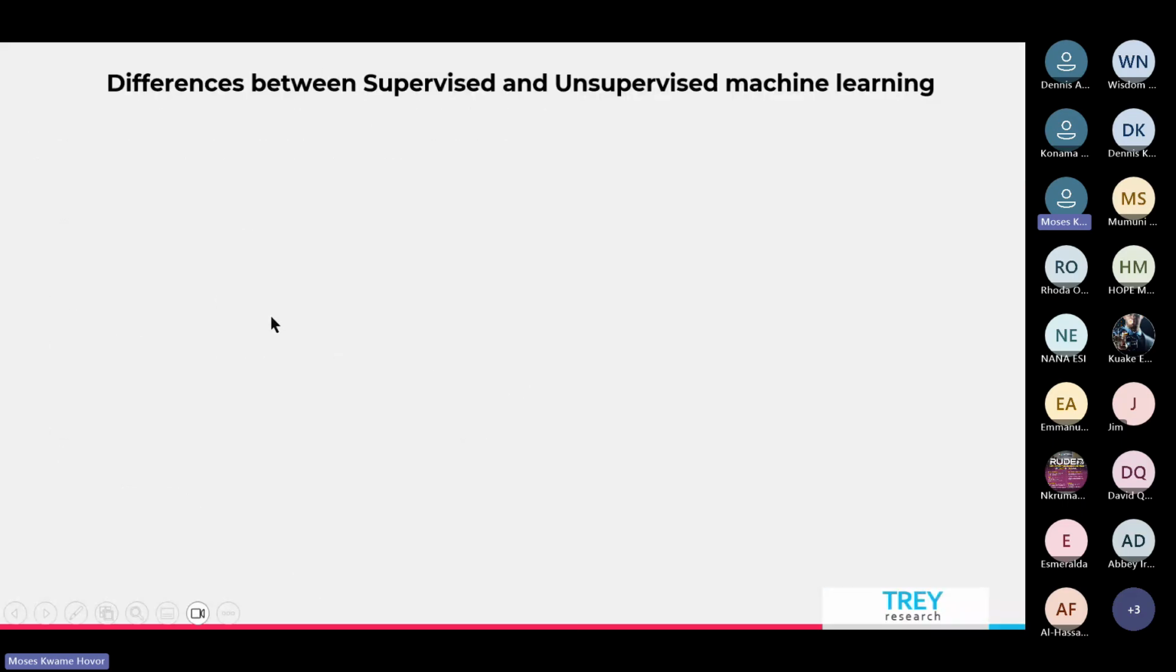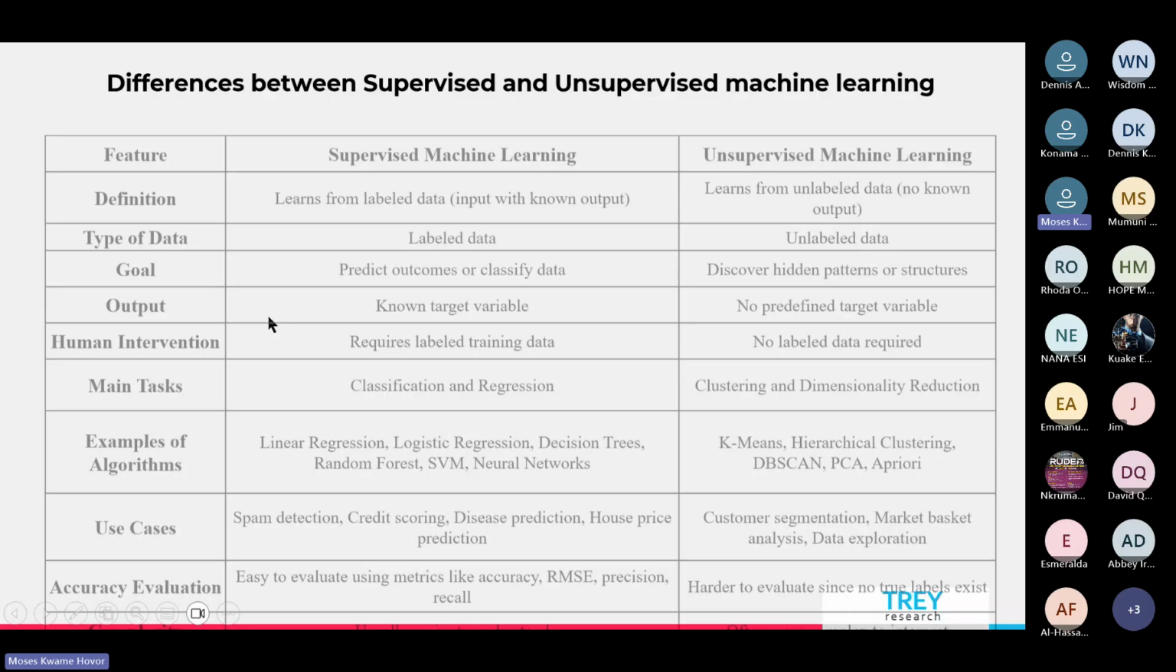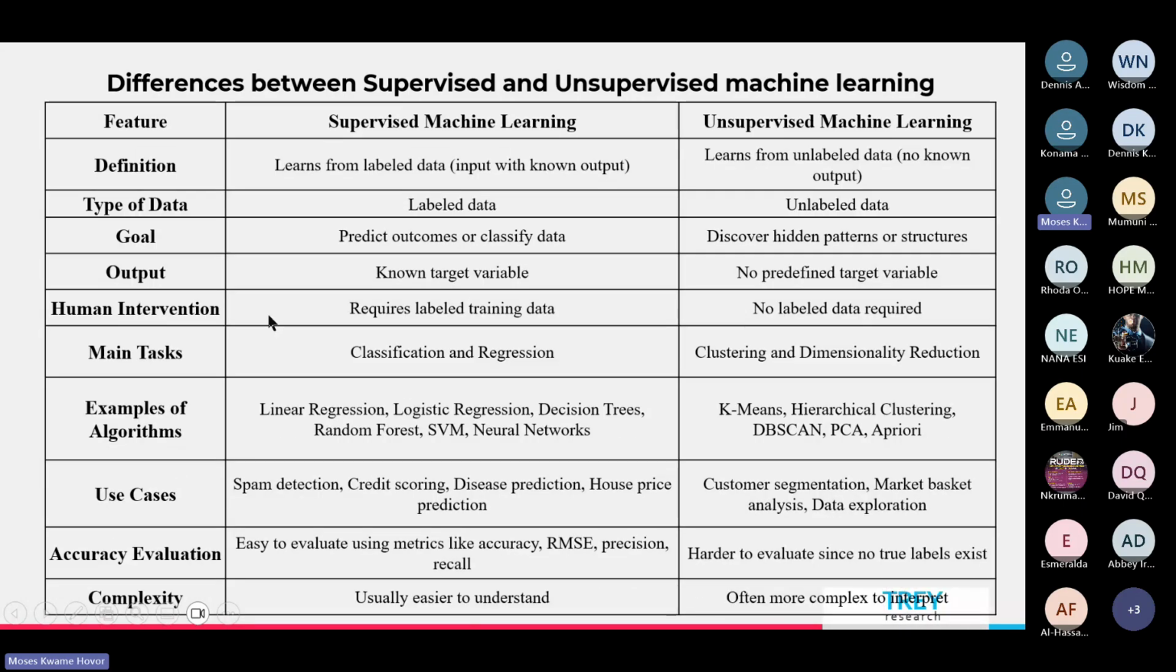Now, let's look at the differences between supervised and unsupervised machine learning. With the definitions we have already seen, supervised machine learning learns from labeled data, inputs with known outputs. We input data and give it a known output. But unsupervised machine learning learns from unlabeled data, with no known outputs.